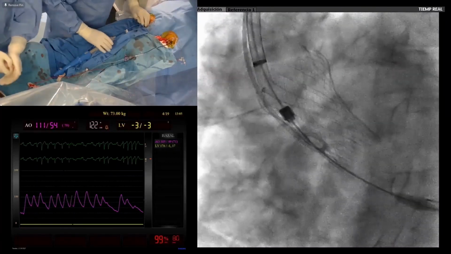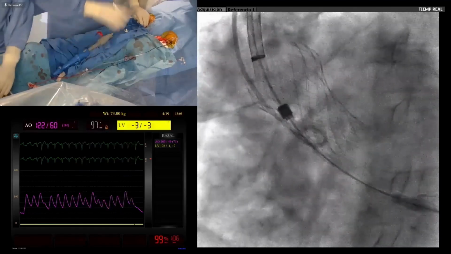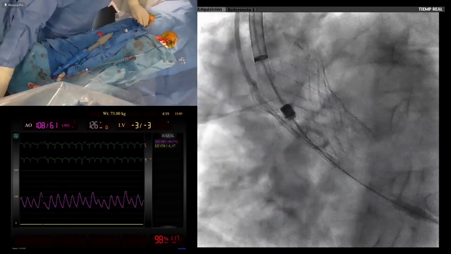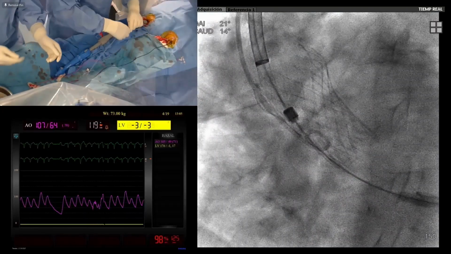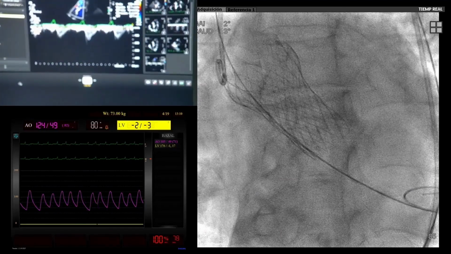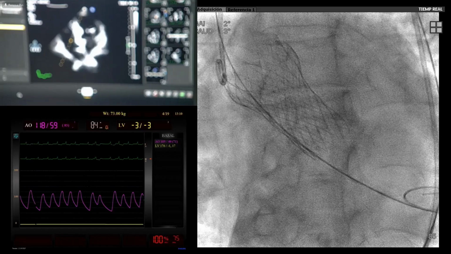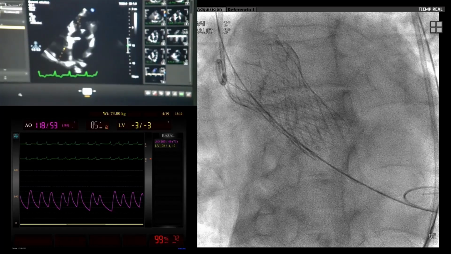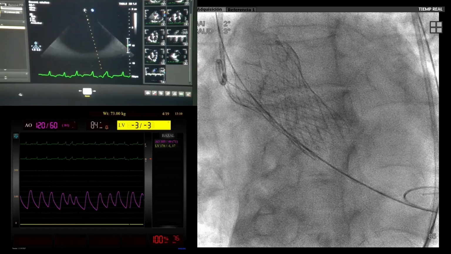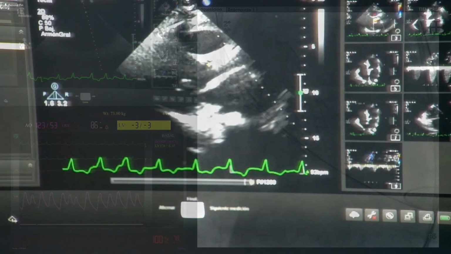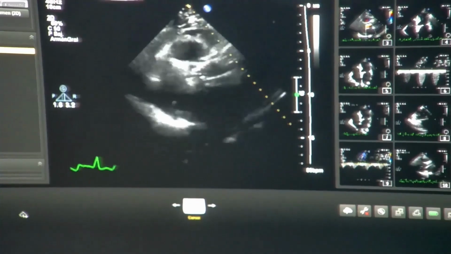Let's remove the pigtail. We have some issues there. Now the paddle is released. No, because it was stuck on the delivery. So the peak gradient is 10, the mean is 4. Paravalvular leak is minimal. What about the depth of the valve in the long axis? Like to see. Okay, according to echo, it's a little bit higher. It's 2 millimeters. Let me check with the angio.